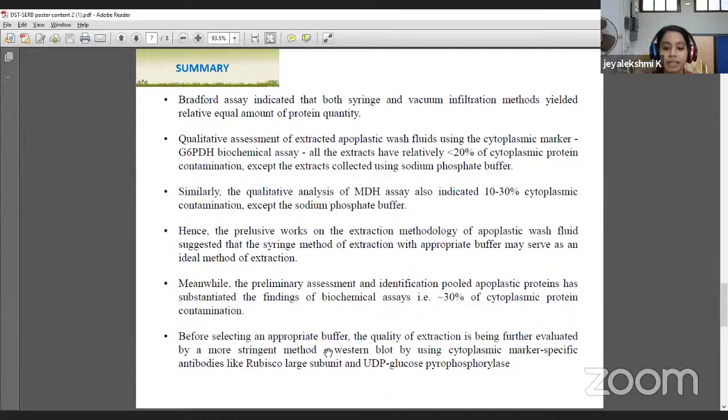In order to standardize the buffer and select an appropriate one, the quality of extraction is being further evaluated by a more stringent method.